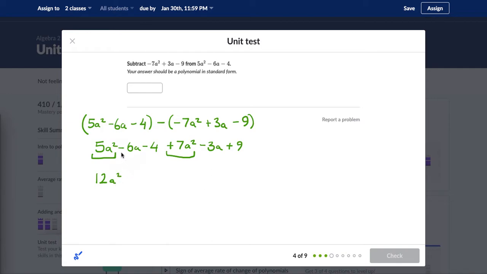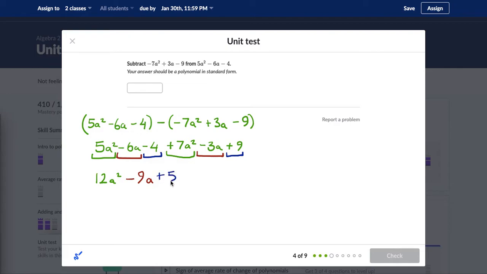This second term here is a negative 6a, and we see a negative 3a here. So negative 6a plus negative 3a is negative 9a. So we've got negative 9a. And then we have a third term here, negative 4 and positive 9. So negative 4 plus 9 is going to be positive 5.